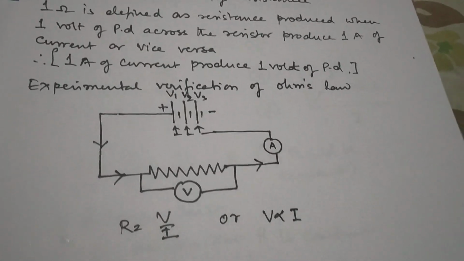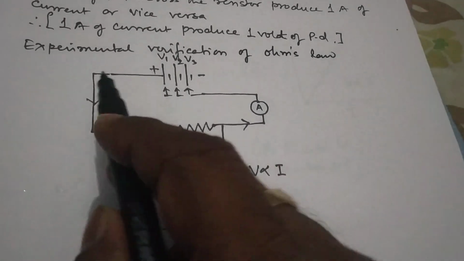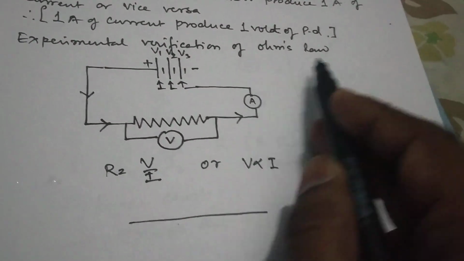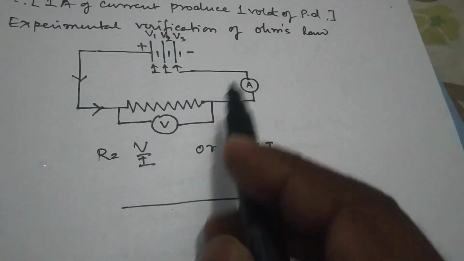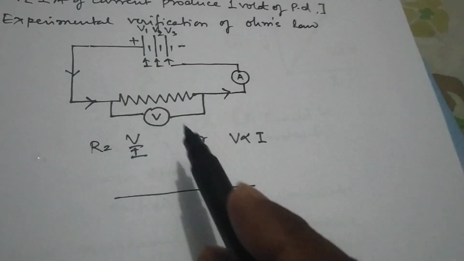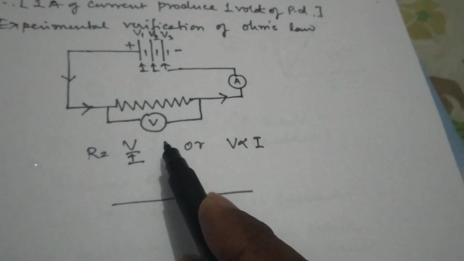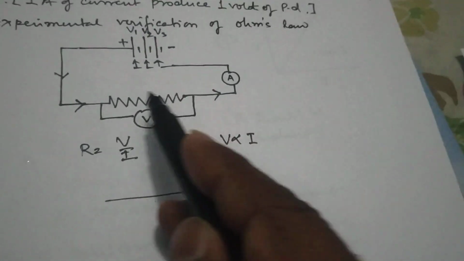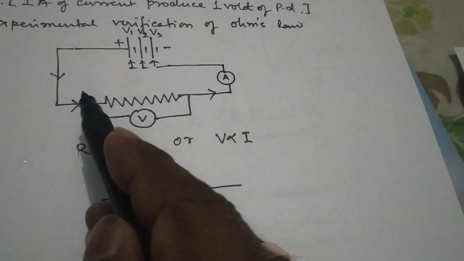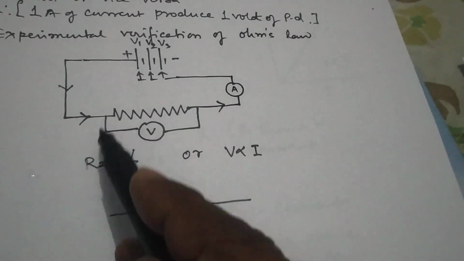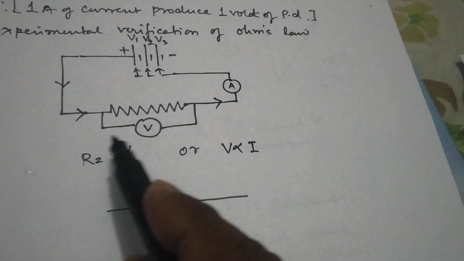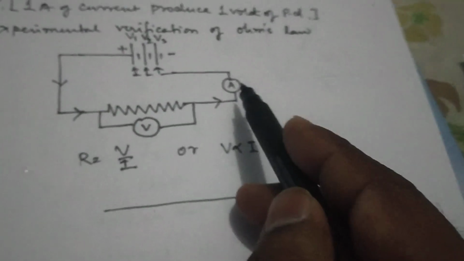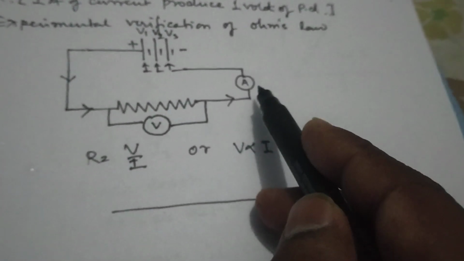Now let's come to the last topic, that is experimental verification of Ohm's law. How are you going to verify Ohm's law? Now this is a simple circuit that you can easily see. We have connected the resistance with the voltmeter in parallel. This is the way that we connect in parallel. We'll be more clear about the parallel combination in the next videos. You can see this is the parallel combination, and this is the series combination where the ammeter is connected to measure the current.